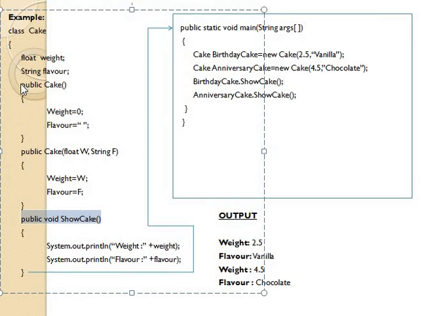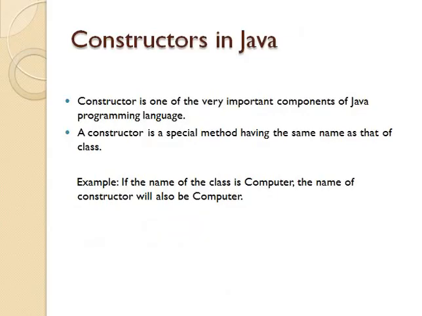Now, which out of these three methods do you think is the constructor? Is it public cake without arguments? Is it public cake with arguments? Or is it public void showcake without arguments? Now see, as per the definition, a constructor is a special method having the same name as that of a class.